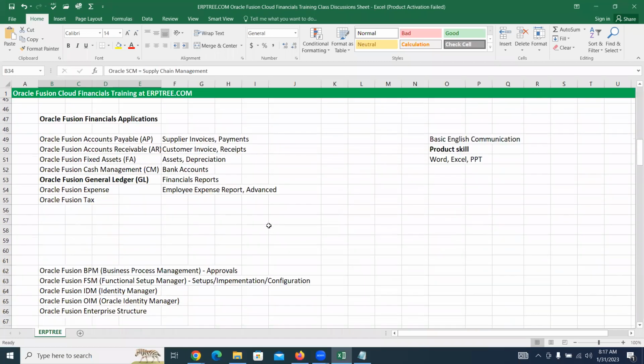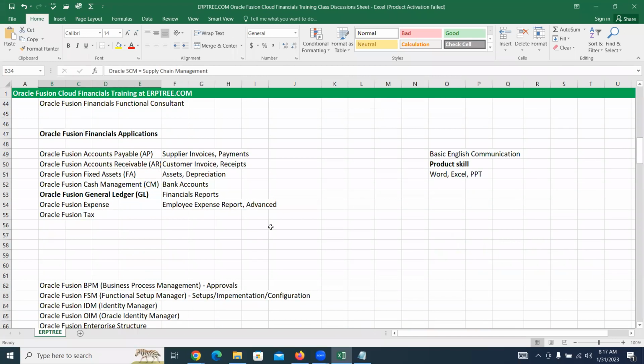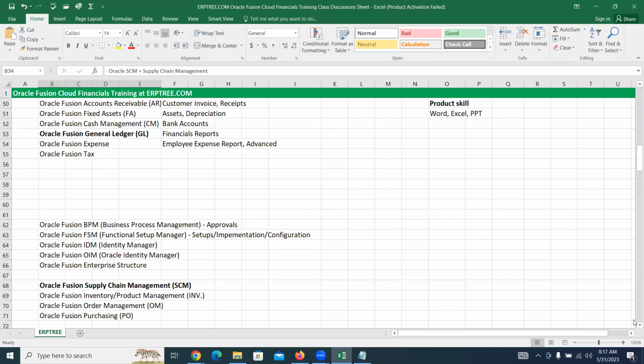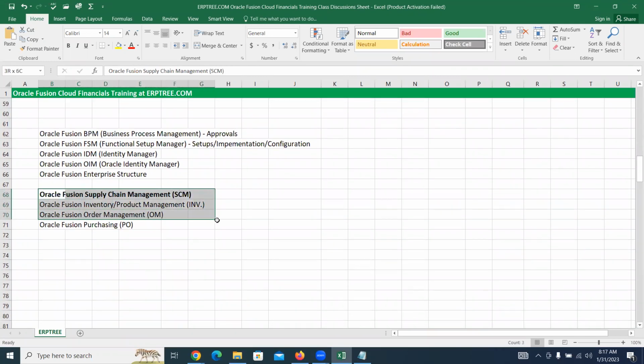For that purpose, we are going to understand supply chain management related applications. So when you talk about supply chain management, the key applications are Oracle Fusion Inventory. The supporting application is product management. For now, you can take Oracle Fusion Inventory.